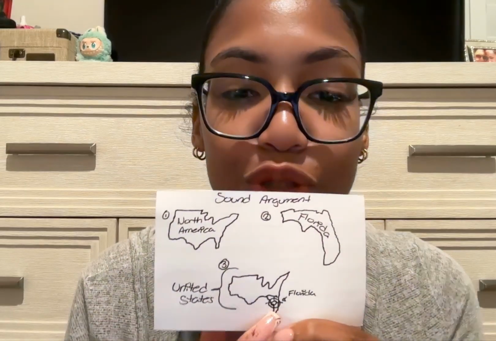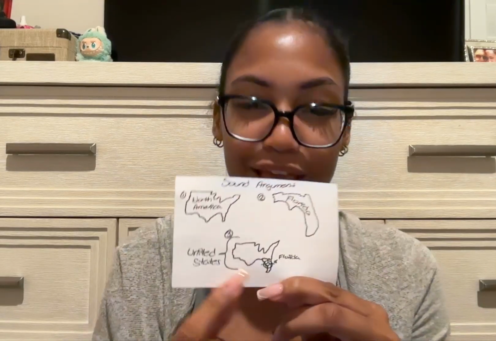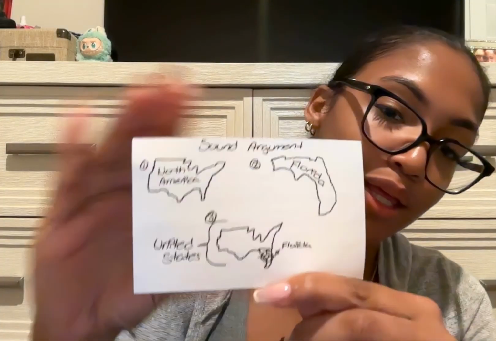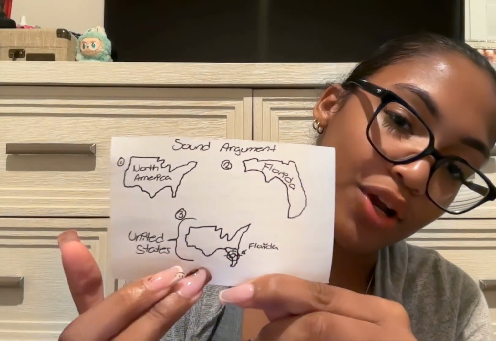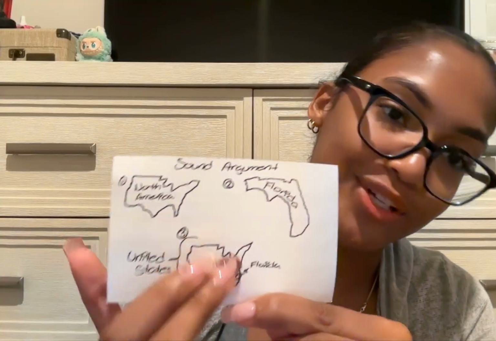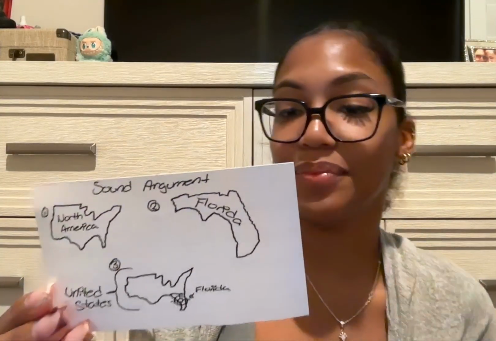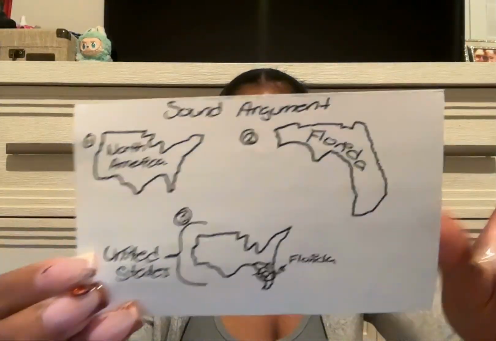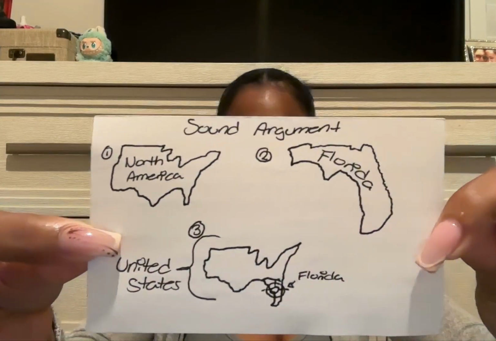Here we have a little target on Florida so that we can see it. I didn't really sketch out North America that great, but here we show that it is part of the United States of America, which is in North America. This is a sound argument because the logic is valid and the premises are actually true. So this is what a sound argument looks like. Again, I know the sketches are not the best, but we will move on to our next and final topic.